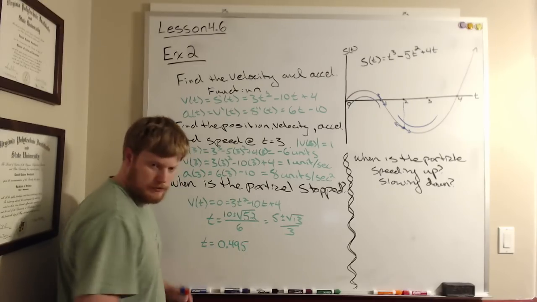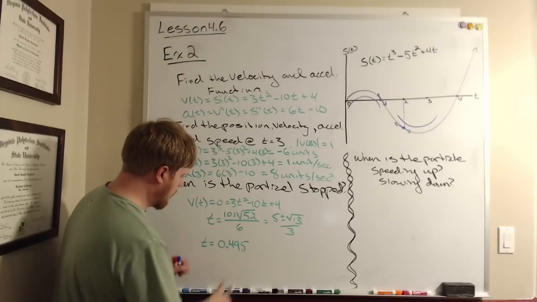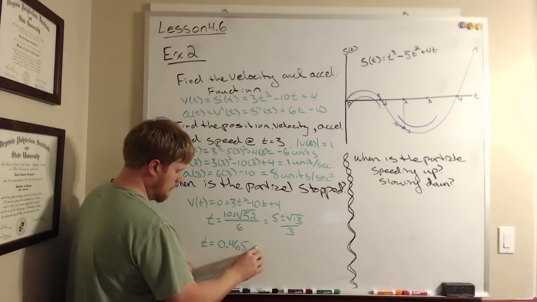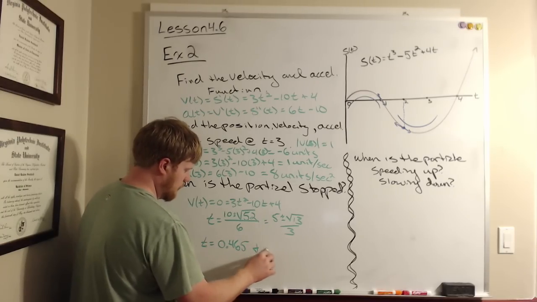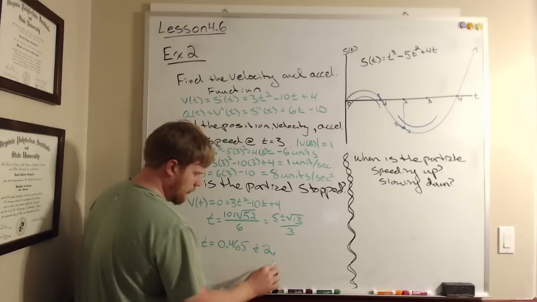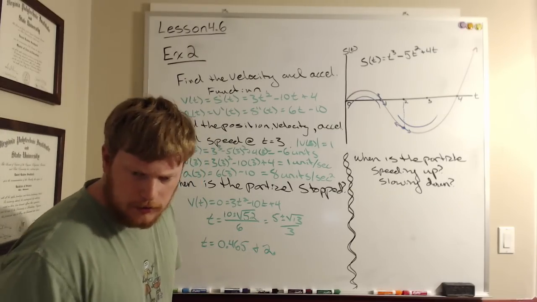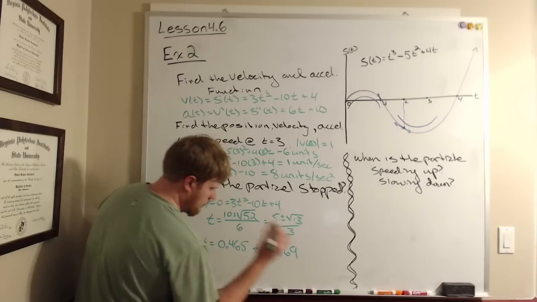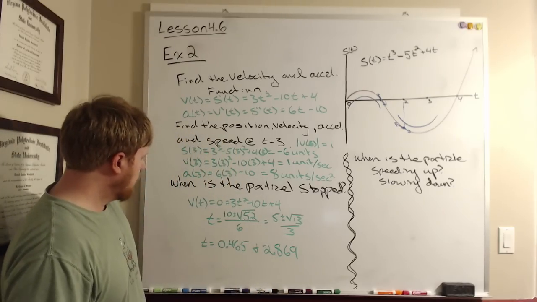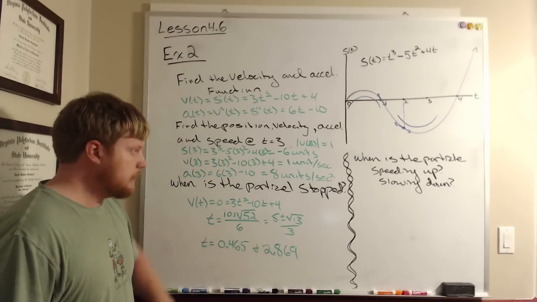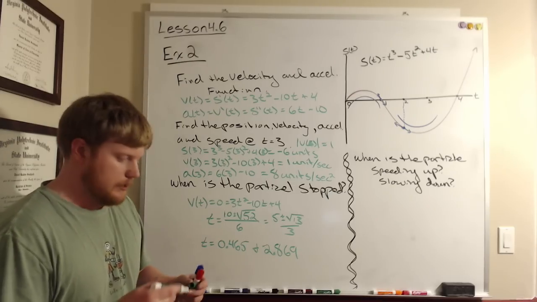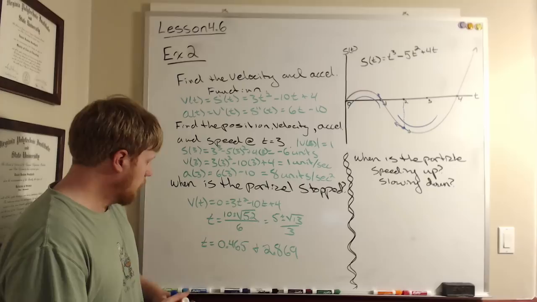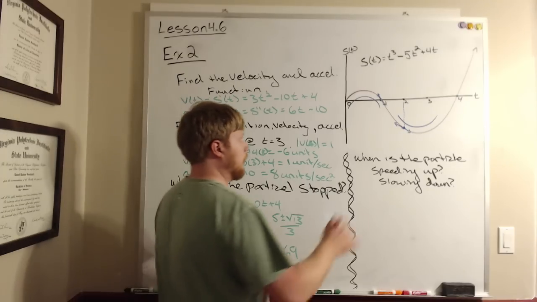Okay. And then our two values of t, when plugged into the calculator, are 0.465, let me double check, 0.465, and 2.869. All right. So at these values of t, my particle has 0 velocity. Now, graphically, what I've found here are these points.